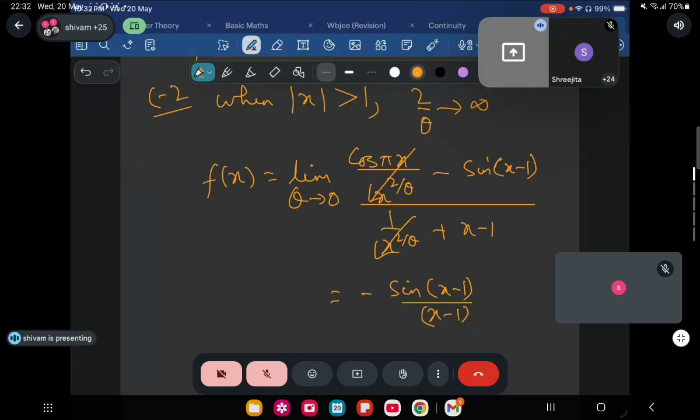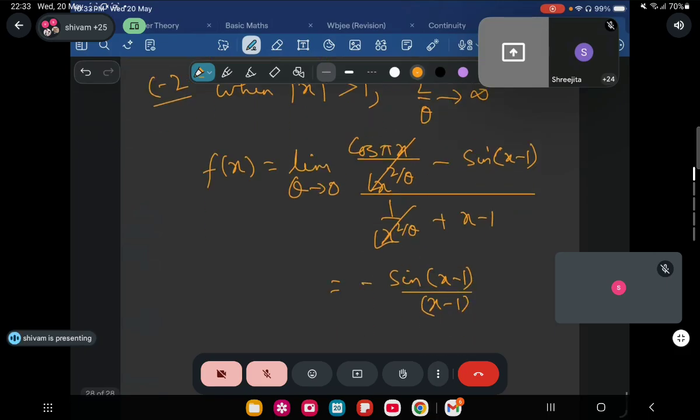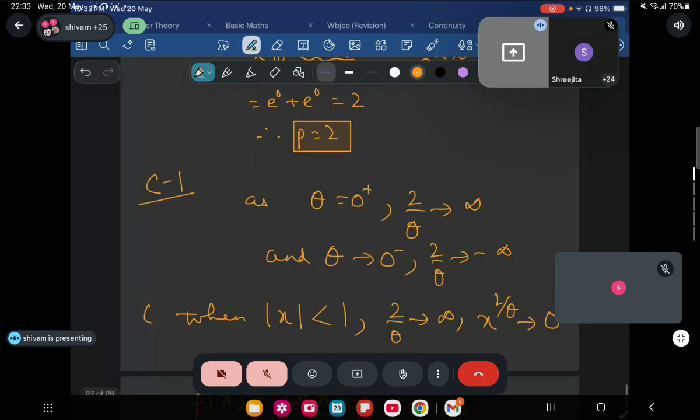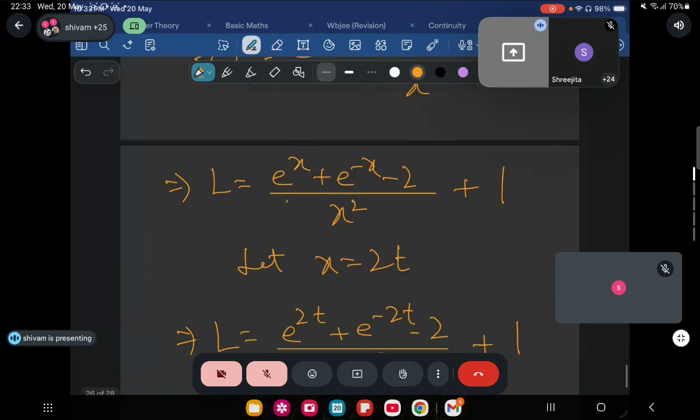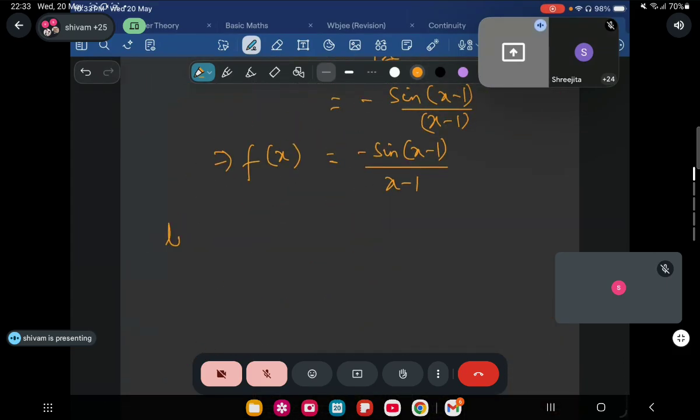So over here, what do we get? In this case, what is the value of f of x? Minus 1? No, not minus 1. It will be minus sine of x minus 1 divided by x minus 1, because theta is gone. This will be the limit. Now my task is to see what will happen for x greater than 1 and less than 1, greater than minus 1, less than minus 1.